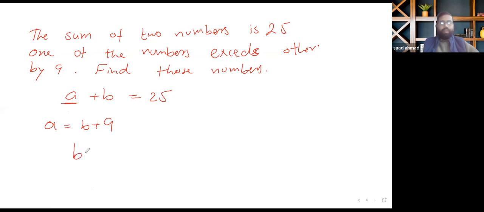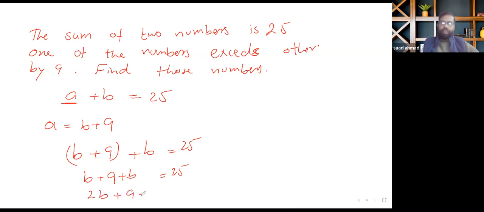Okay, so we will have b plus 9 plus b equals 25. So b plus 9 plus b, removing the parentheses, equals 25, right? And so 2b plus 9 equals 25. So we subtract the 9 on both sides. So 2b is equal to 25 minus 9. So 25 minus 9 is 16. So 2b is equal to 16. So b is equal to 8, dividing both sides by 2.